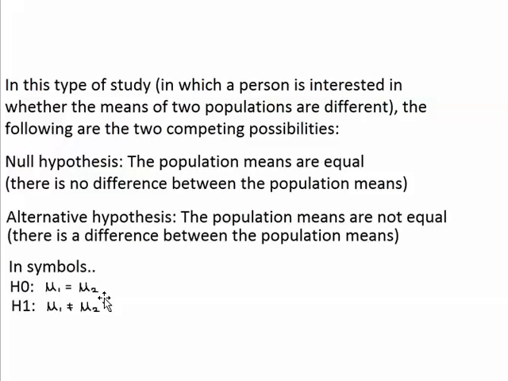So in my study on IQ, this would be the mean of the classical population, and this would be the mean of the non-classical population. And these are the two competing possibilities.